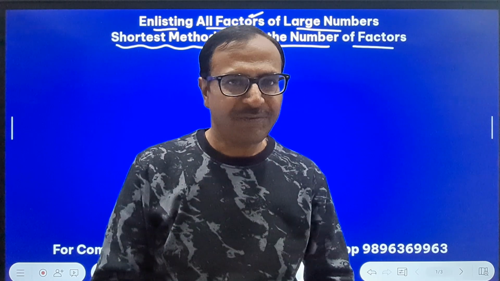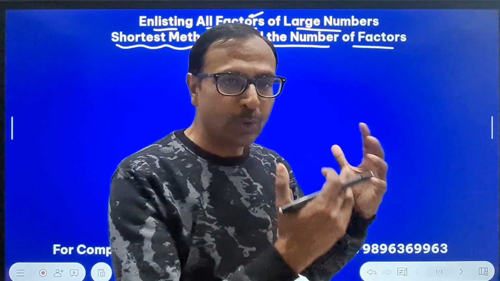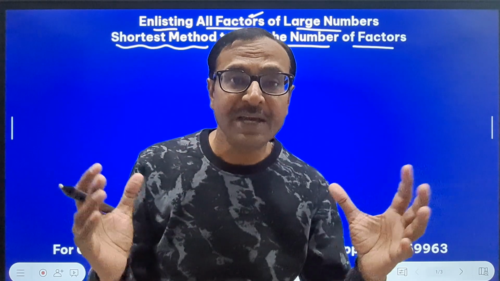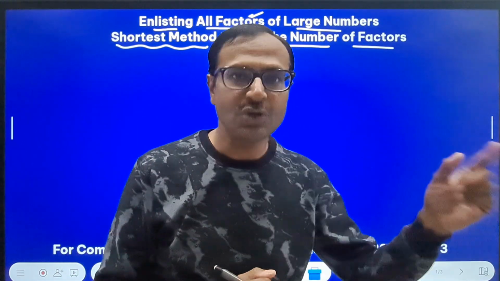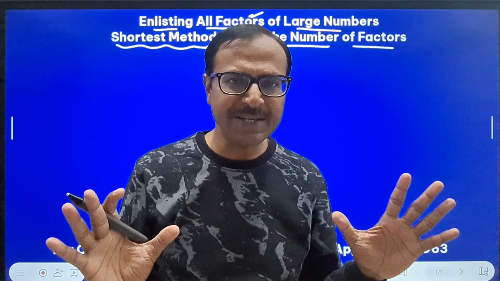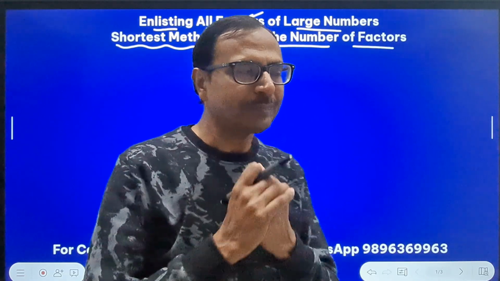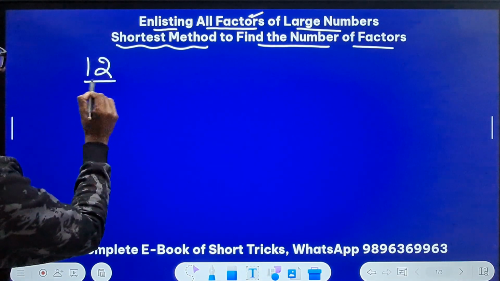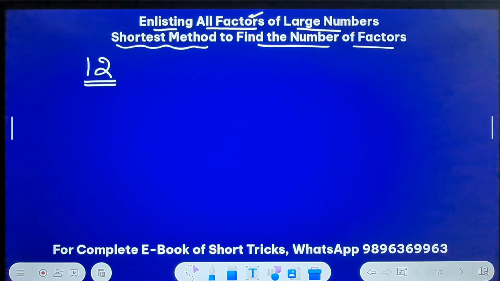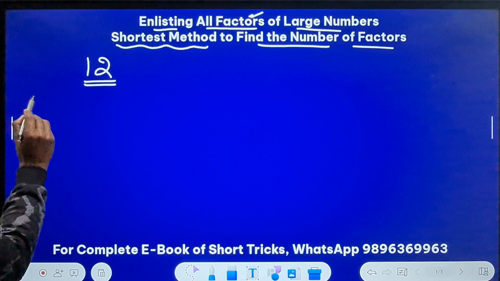So let's first understand the logic by taking a small number, and then slowly we will increase the number, and you will see how beautifully we are able to apply the trick to large numbers also. So for simplicity's sake, I am taking the first example. Suppose I am talking about the number 12. The first thing you have to do is to find how many factors are there so that you don't miss out on any of those.